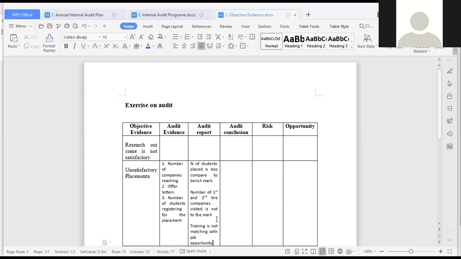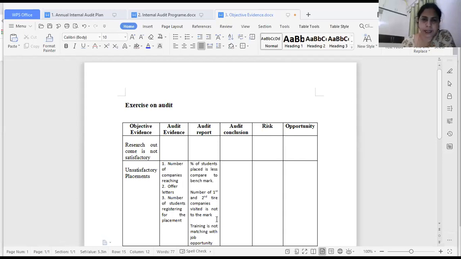Because even saying the number of tier 1 and 2 companies visited is not to the mark. Now, what is the meaning of not to the mark? So all those things, and also Badrunisa ma'am, if I may request, I think a preamble to this, like what is the meaning of an audit report and what is expected in an audit report. If that kind of literature is provided beforehand, I think the results will be far better. In the last session, I have shared one of the things to make the audit report.